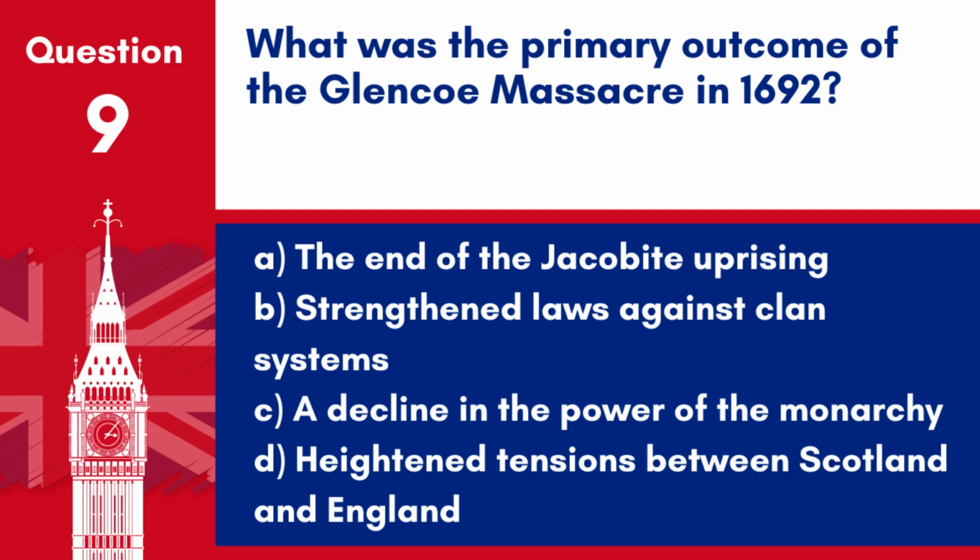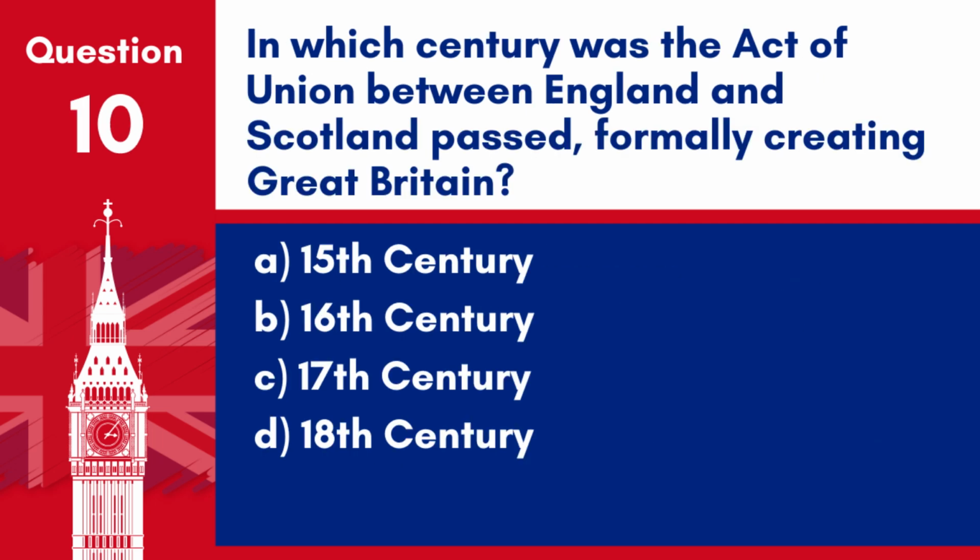A. The end of the Jacobite uprising. B. Strengthened laws against clan systems. C. A decline in the power of the monarchy. D. Heightened tensions between Scotland and England. Answer. D. Heightened tensions between Scotland and England. The Glencoe massacre in 1692 heightened tensions and resentment between Scotland and England. Question 10.